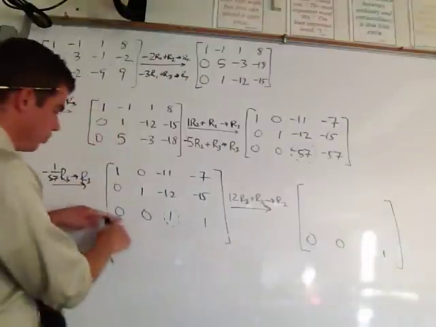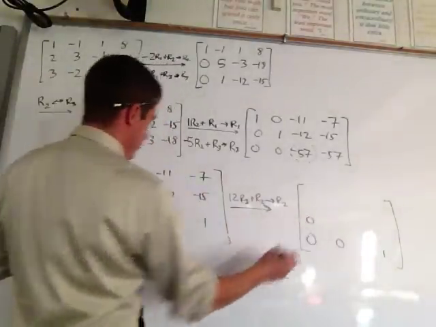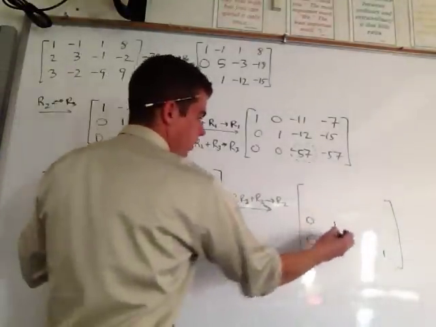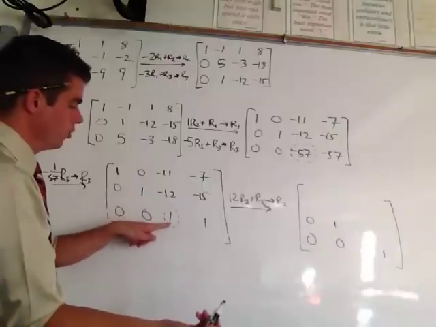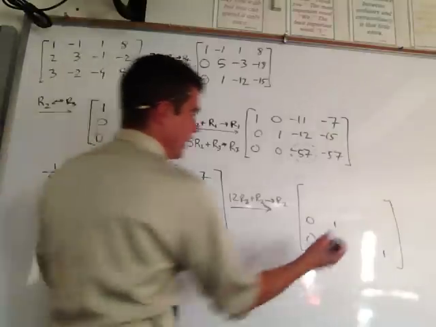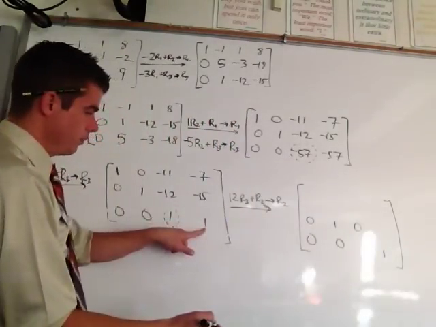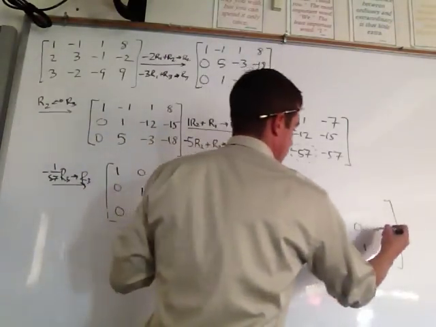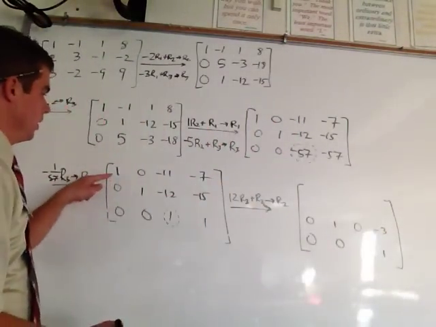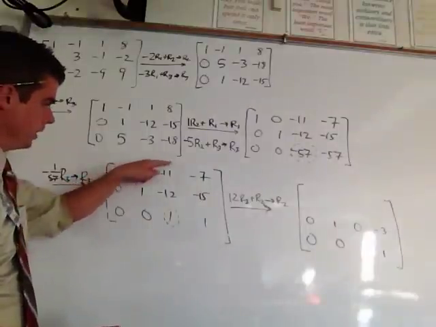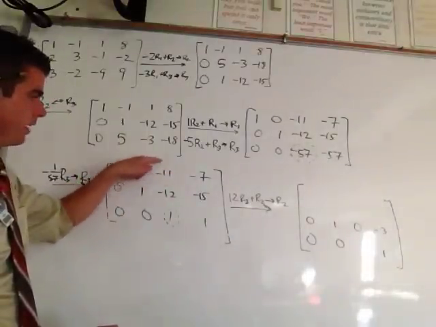Okay. So then 12 times 0 plus 0 is still 0. 12 times 0 plus 1 is still 1. That's the point of doing it in this order. 12 times 1 is 12 plus negative 12 is 0. 12 times 1 is 12 plus negative 15 is negative 3. And then we want to get this simplified to a 0.